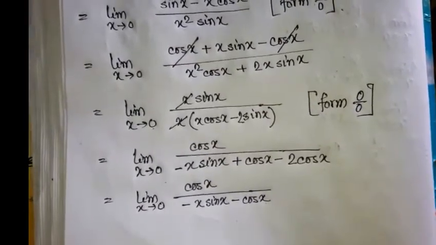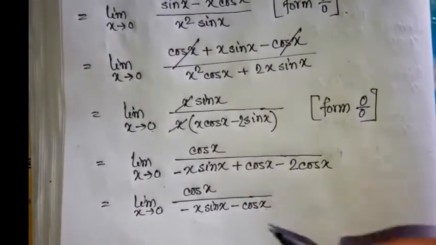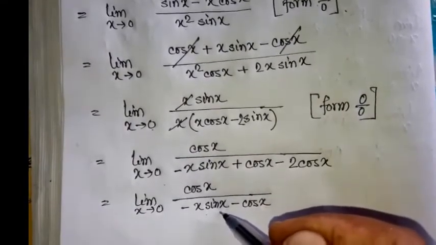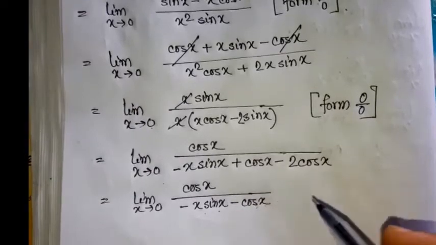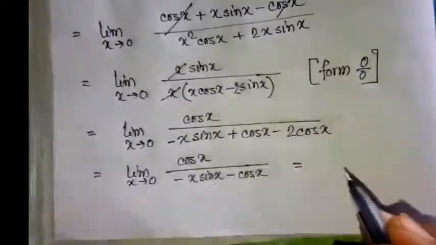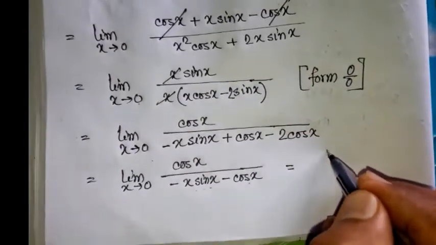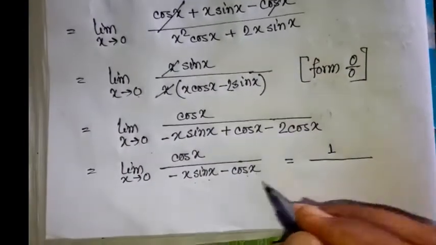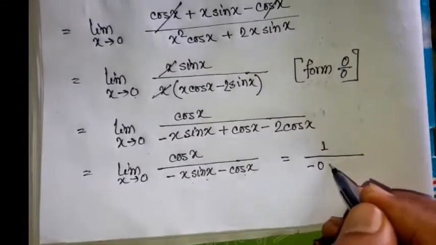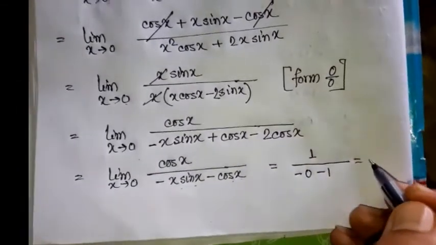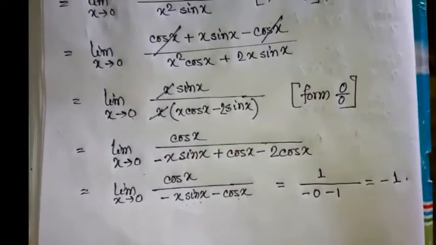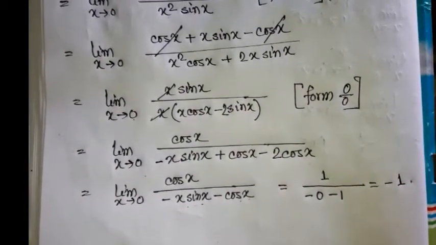Now if you put x equals to 0, then cos 0 is 1, and in the denominator it will be 0 minus 0 minus 1. Now you can put the value exactly. Numerator is cos 0, which means 1, by denominator 0 minus 0 minus 1. So finally minus 1 is the answer. Understood? So next problem.